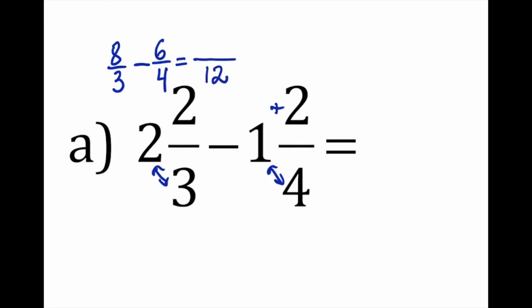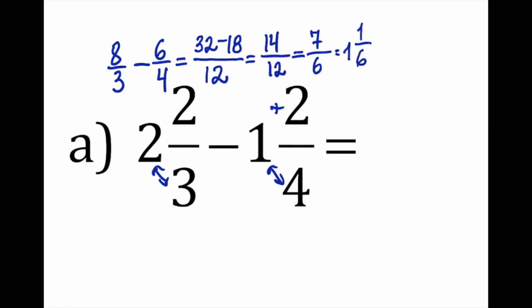I have to multiply 8 times 4, 32. Minus 3 times 8 is 18. 32 minus 18 is 14. So 14/12. I can simplify this by dividing by 2, 7 over 6, which is 1 and 1/6.